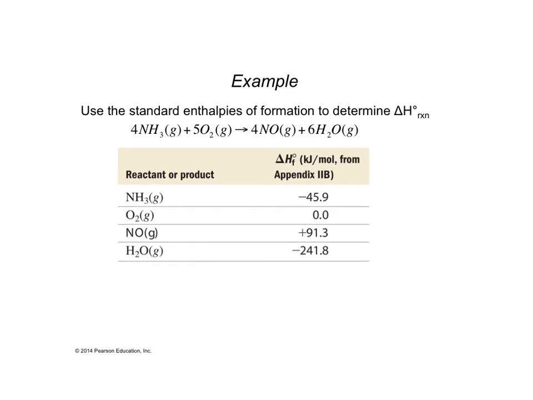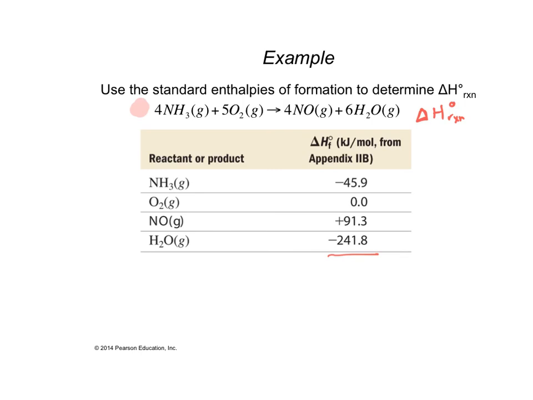Okay, so we have a reaction. Ammonia reacts with oxygen to form NO and H2O. We want to calculate delta H, pardon me, not F, the enthalpy of reaction at standard state for this reaction utilizing these delta HF values that we've looked up in the back of the book. Okay? How are we going to do that? So we'll take our little equation as equal to the sum of the enthalpies of formation of products multiplied by their stoichiometric coefficients minus the sum of the enthalpies of formation of reactants multiplied by their stoichiometric coefficients.